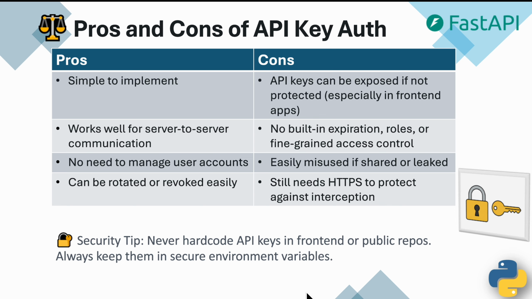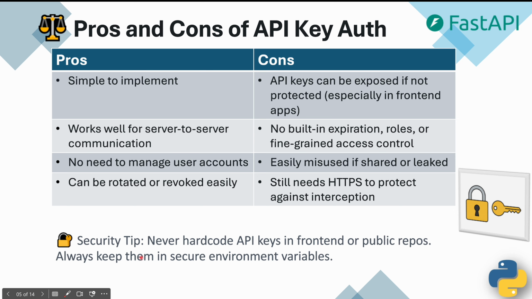Pros and cons of API key auth. Pros: simple to implement, works well for server to server communication, no need to manage user accounts, can be rotated or revoked easily. Cons: API key can be exposed if not protected, especially in front end applications. No built in expiration, roles, or fine grained access control. Easily misused if shared or leaked. Still needs HTTPS to protect against interception.